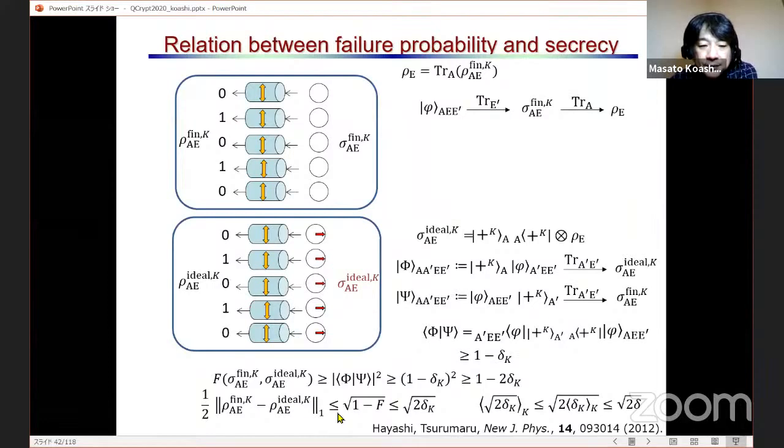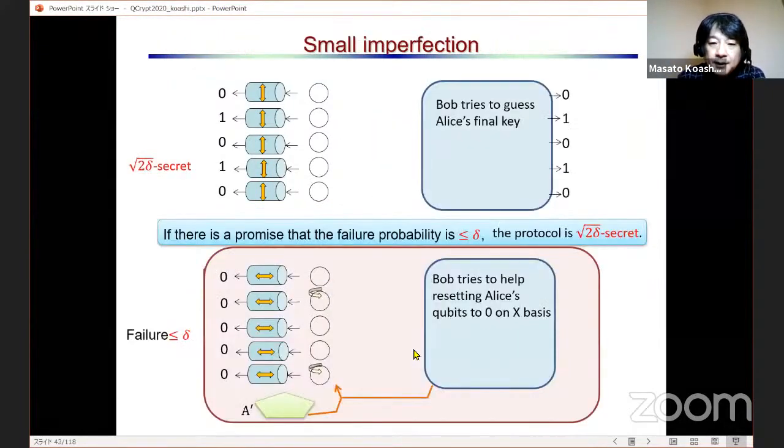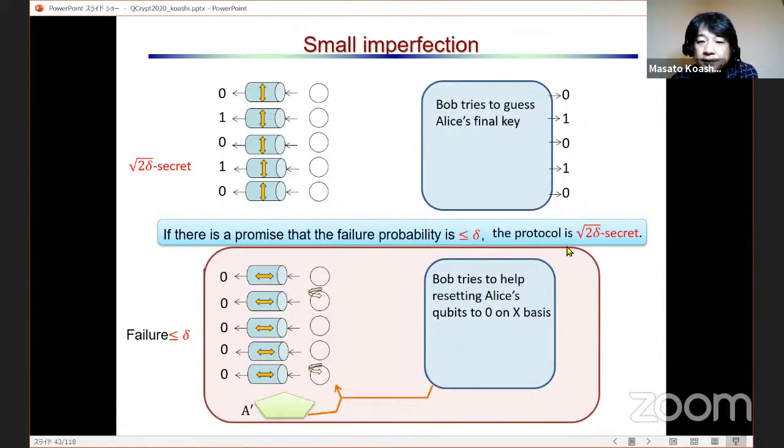And the only thing we can use is the general inequality here. It is a famous inequality, which involves a square root here. So this square root appears because we changed the measure from fidelity to trace distance. Okay, anyway, if we consider small imperfection, then say if Bob can help Alice to reset these qubits to the plus state, if the failure probability is delta, then the protocol is square root of 2 delta secret.